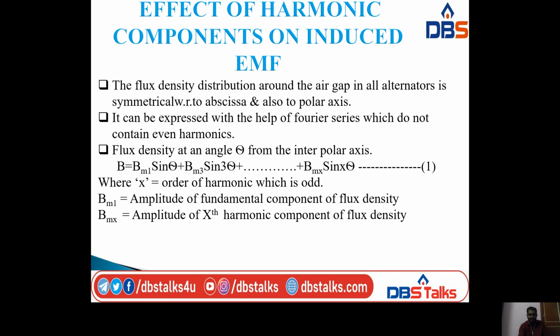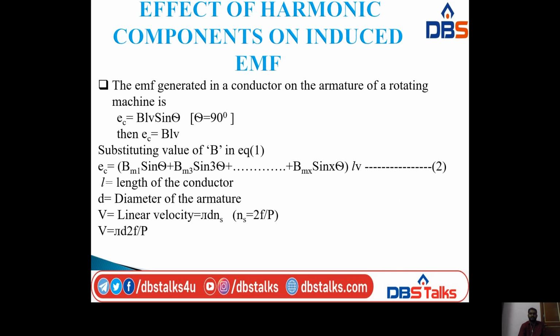Next, the EMF generated in a conductor on the armature of a rotating machine is EC equal to BLV sin theta. You already know this. Here theta is equal to 90 degrees, then EC is equal to BLV, because from the trigonometrical functions, sine 90 is equal to 1. That's why I am writing EC equal to BLV and substituting the value of B from equation 1.